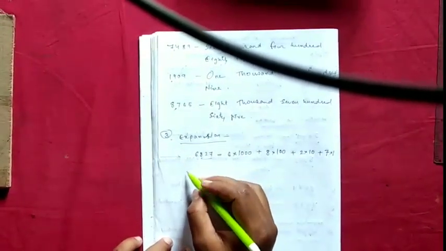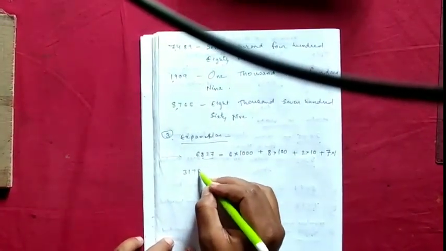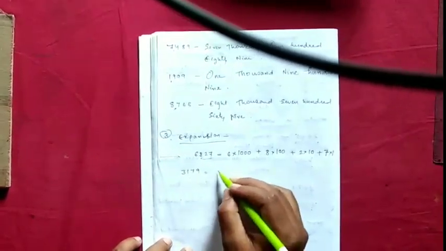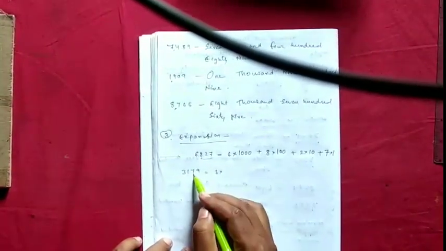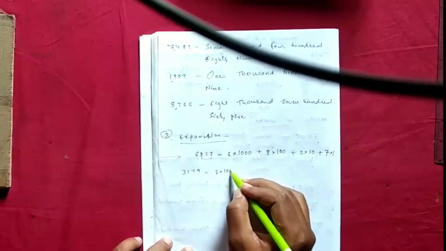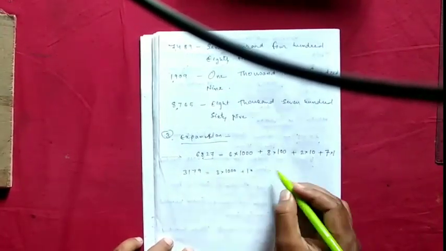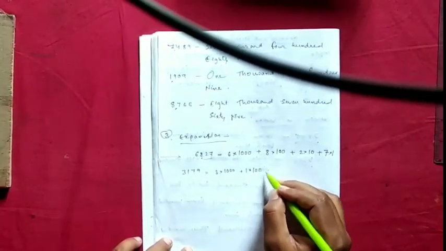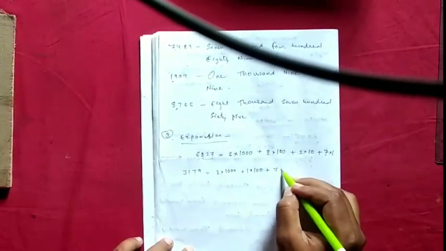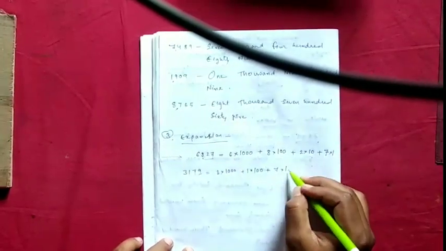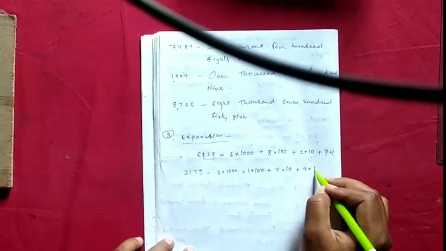Next one, 3179. So how to write it? 3 into how many numbers are there? 1, 2, 3. So 3 into 1000, plus 1 into how many numbers are there? 7, 9. So 1 into 100, plus 7 into 10, plus 9 into 1.